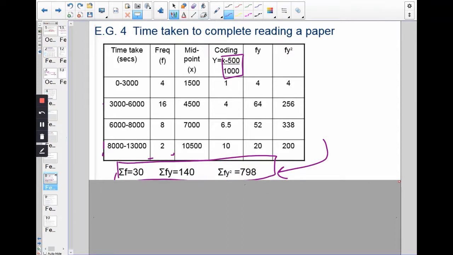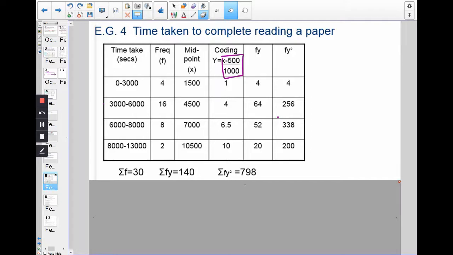What I want you to do now is pause the video and have a go at working out the standard deviation of the coded data. So you have all of this here. Remember, the y is what's important there, because the y means that we're using this coded data here, not the x values. And then work out the standard deviation of the original data. So pause the video now and have a go.